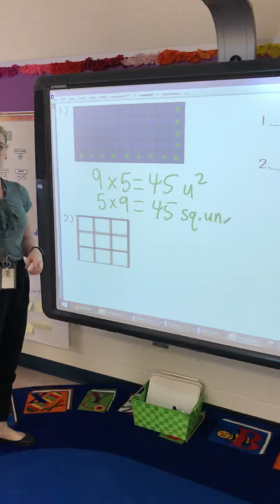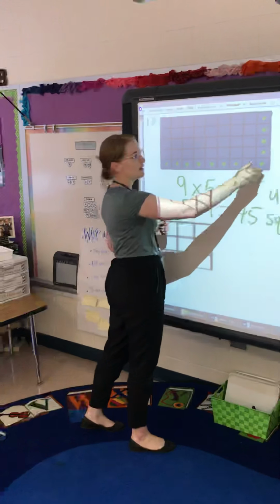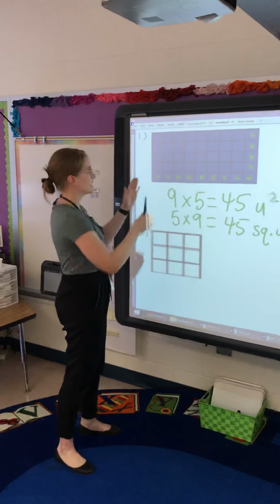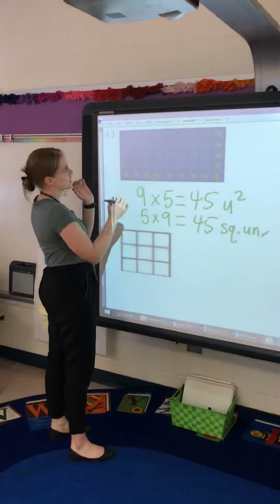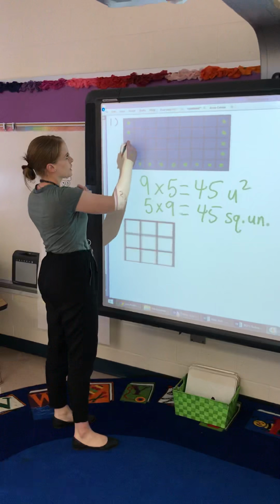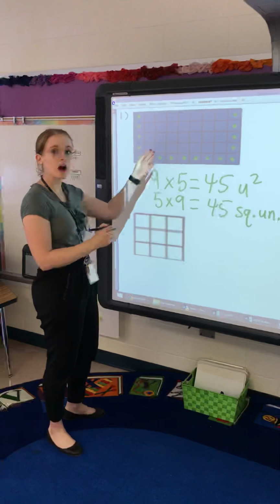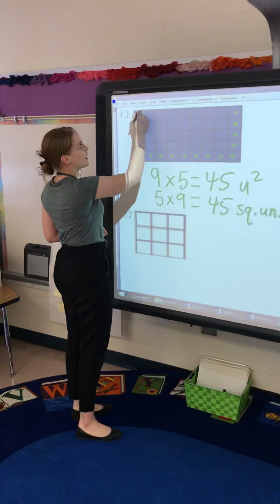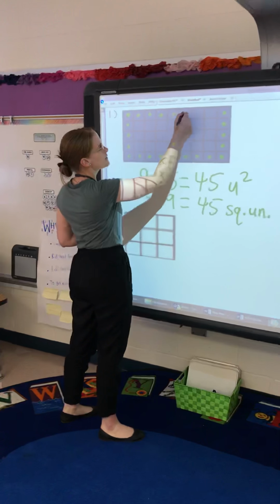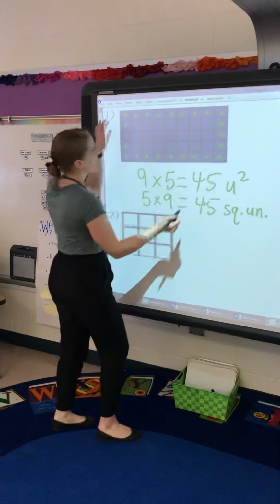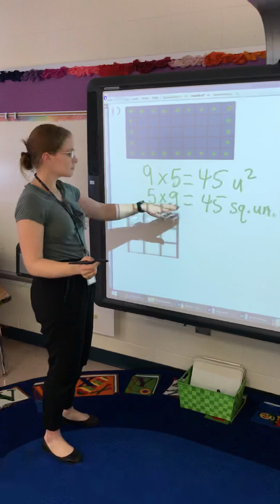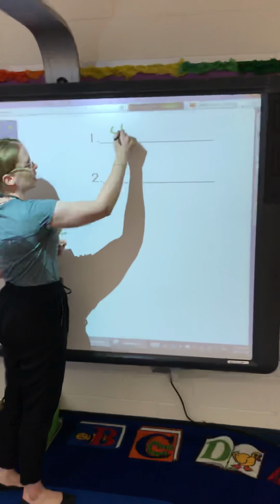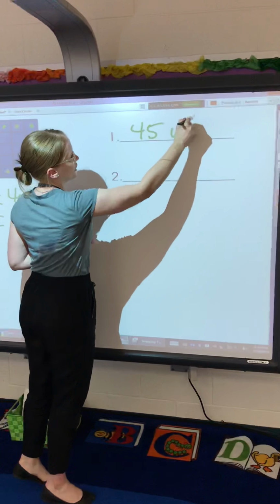One thing that's really important for them to remember is this is the length and the width, but it is also the same if I look at it in this direction as well. 1, 2, 3, 4, 5, because each of the columns has the same amount, and 1, 2, 3, 4, 5, 6, 7, 8, 9, and each of the rows has the same amount. So they should put their answer on the line, 45 square units.